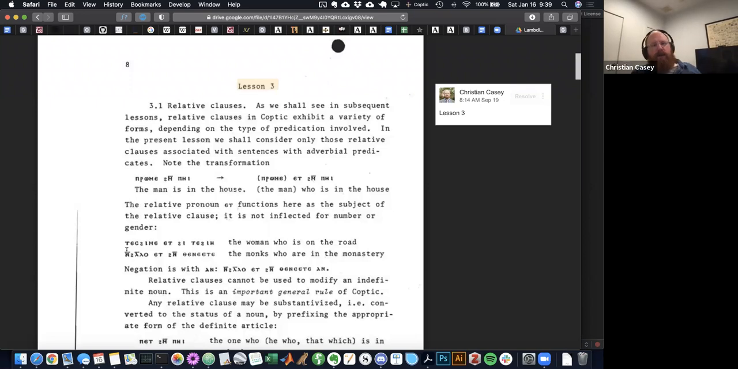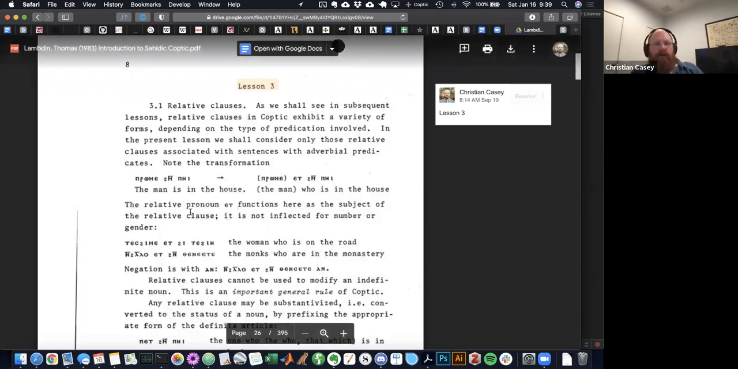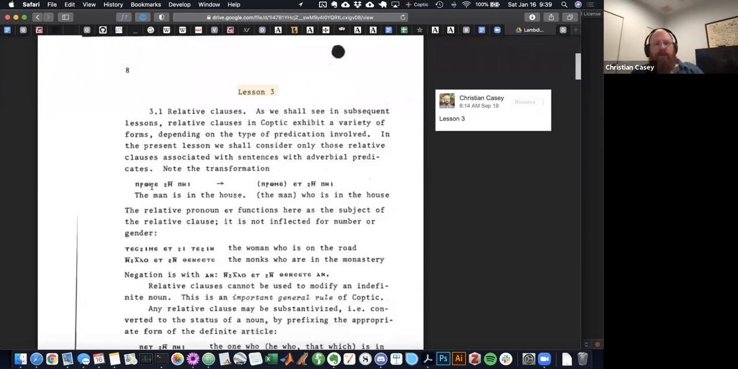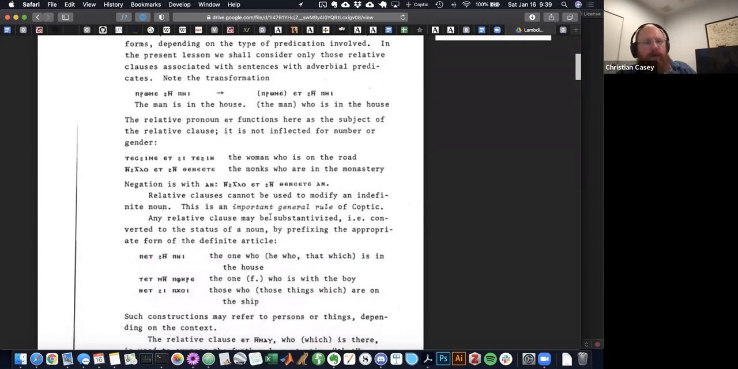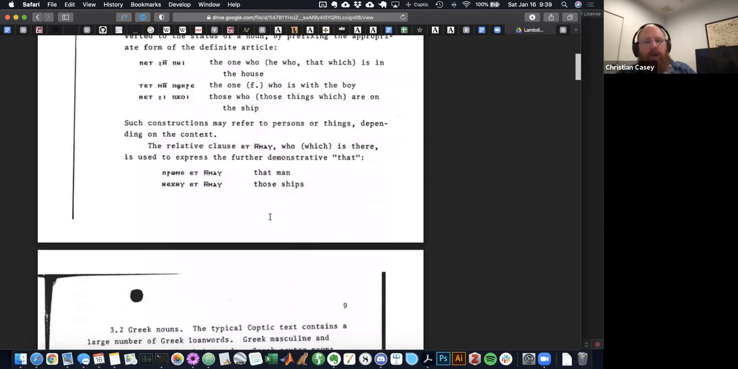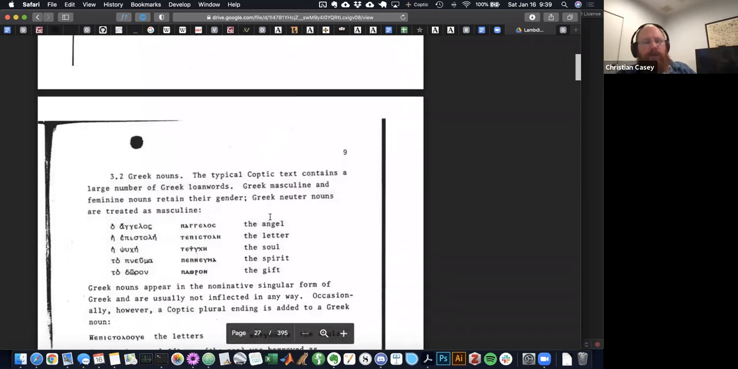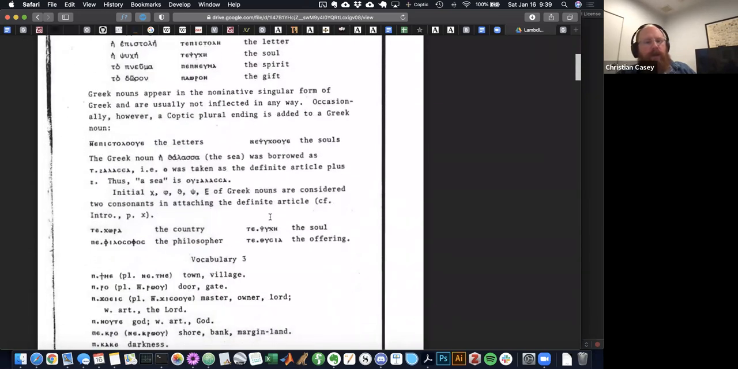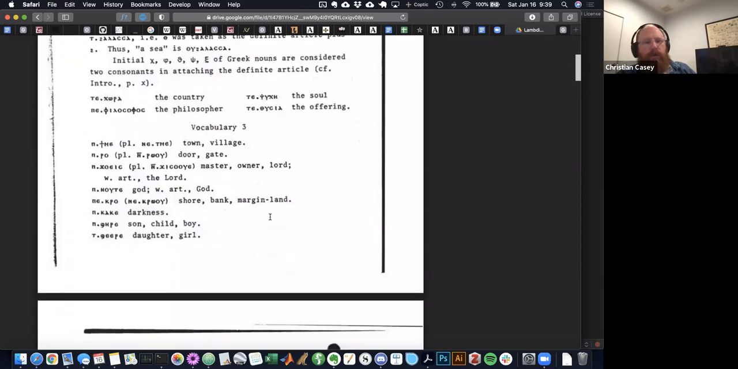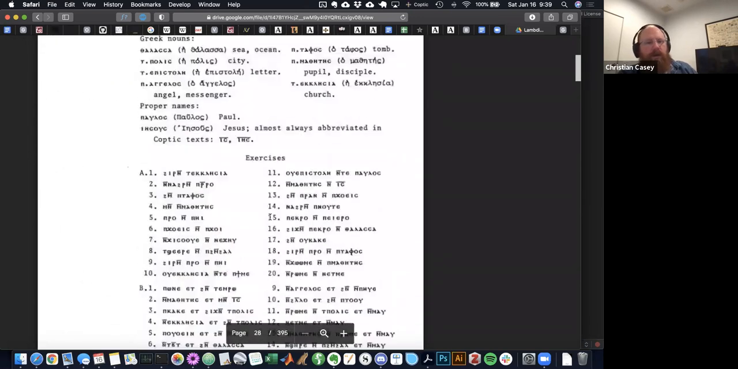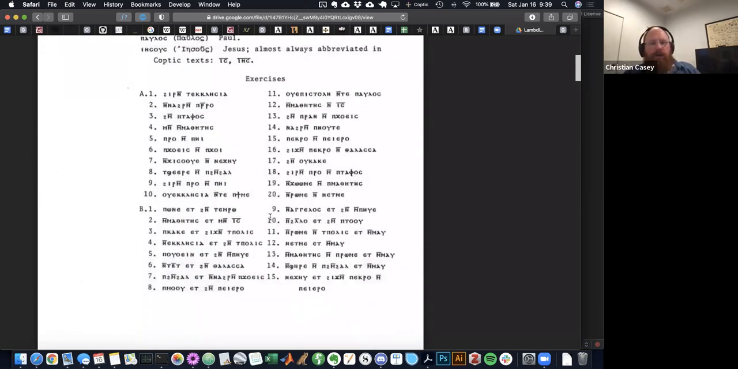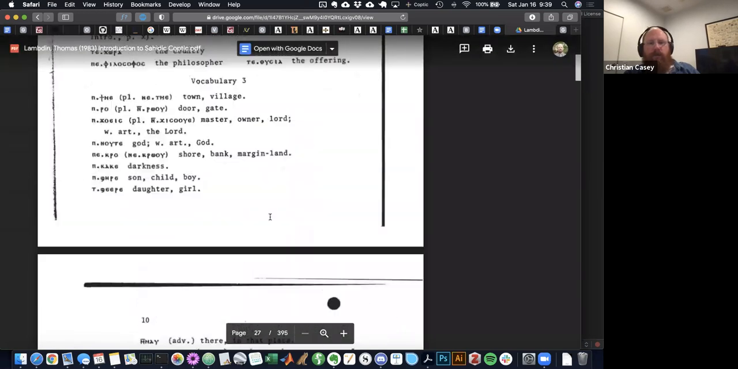So et is used in these adverbial sentences. So prome hempei, the man is in the house. Prome et hempei, the man who is in the house. That would use et. You would use ete with nominal constructions. So the man who is a soldier, I guess, the man who is a soldier. Prome ete umatoipe.